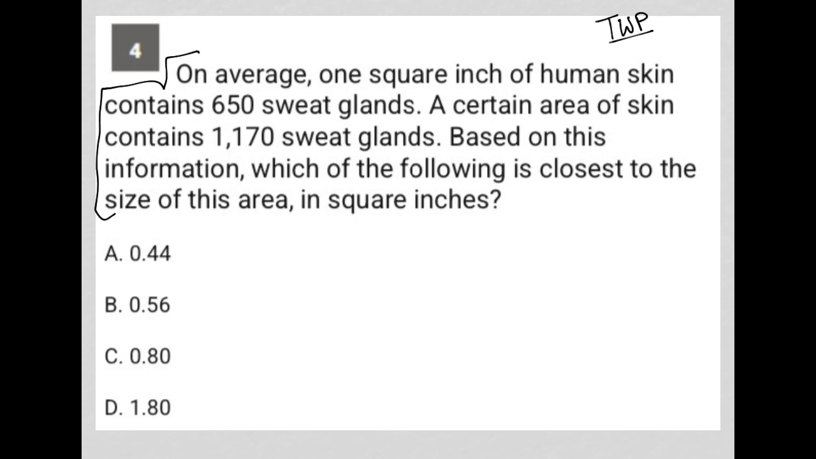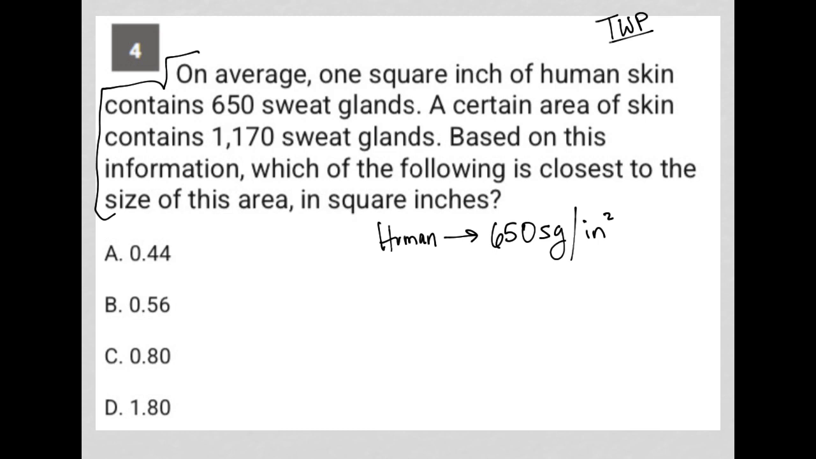So the first sentence says, on average, 1 square inch of human skin contains 650 sweat glands. So I'm going to write 650, I'll just write SG for sweat glands per 1 square inch, so inch squared. And that's of human skin, of course. So I would say human, I'll just say human, and I know I'm talking about skin.